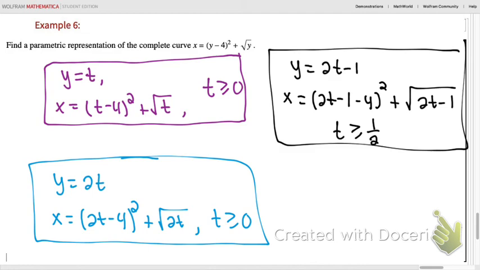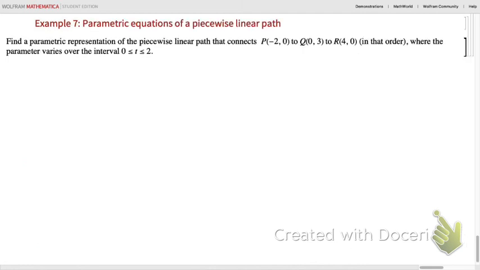All right, so I have one more example. Okay, and last example. This time we're going to do parametric equations of a piecewise linear path. So what we're going to do is find a parametric representation of the piecewise linear path that connects the points P, Q, and R, where P has coordinates negative 2, 0, Q has coordinates 0, 3, and R has coordinates 4, 0. And again, in that order, where the parameter varies over the interval from 0 to 2.